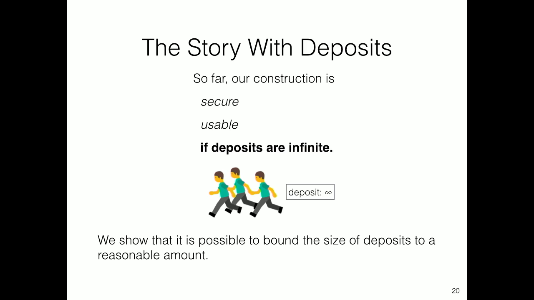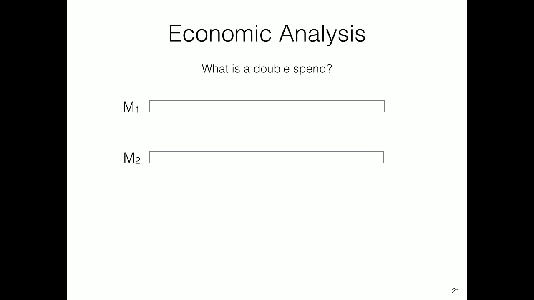Okay. So far, I think our system is by and large secure, but we still have this usability problem: our construction is secure and usable if the deposits are infinite. But if we have a system where people are required to invest a huge amount of money before they can even participate, nobody's going to use the system. So we show that it's possible to bound the size of the deposit via some economic analysis.